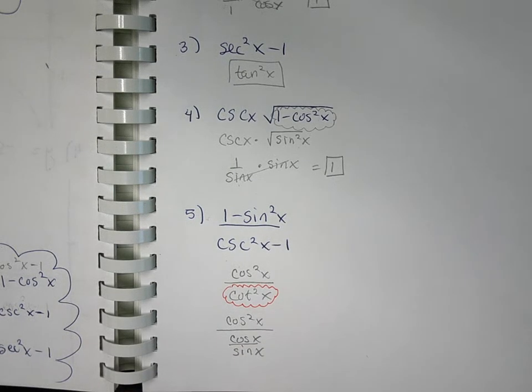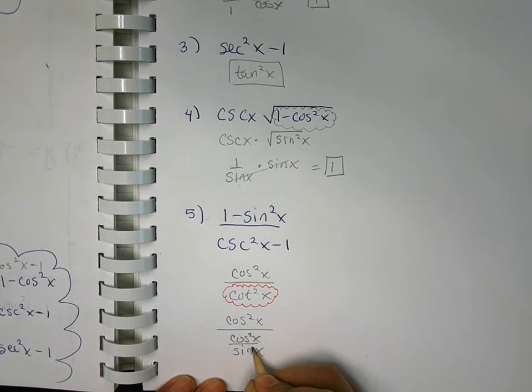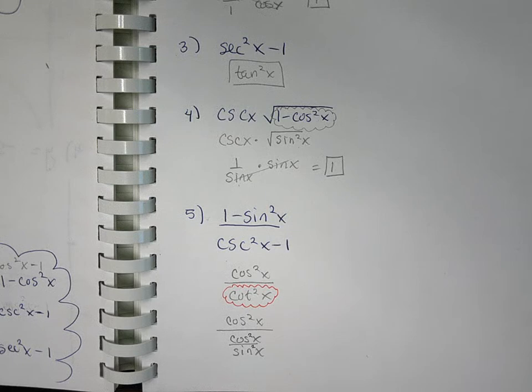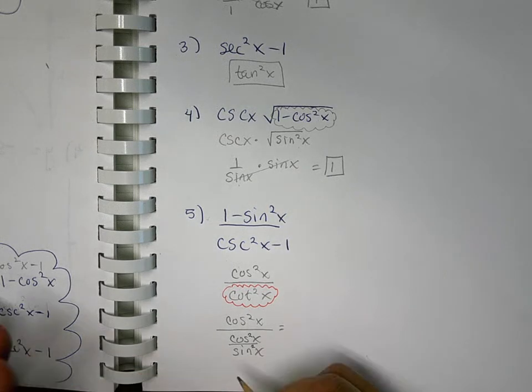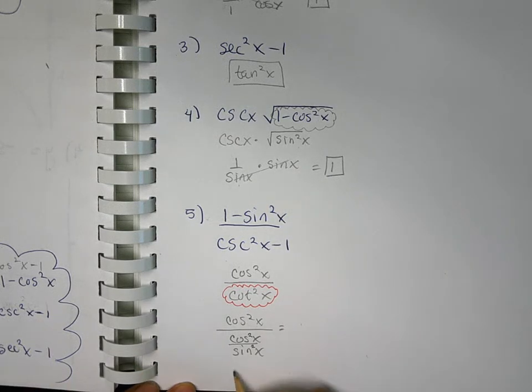I forgot my squared. It is not just cotangent, it's cotangent squared, which means it's cosine squared over sine squared. And we've learned from before that when dividing fractions, you multiply by the reciprocal: cosine squared x times sine squared x over cosine squared x.